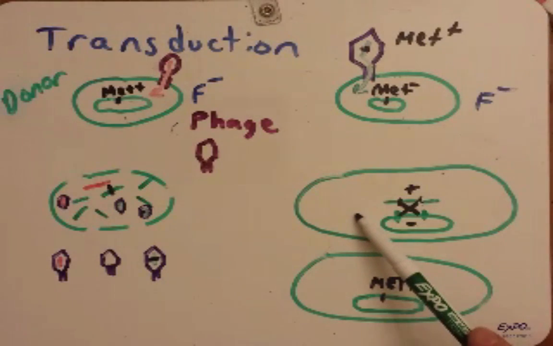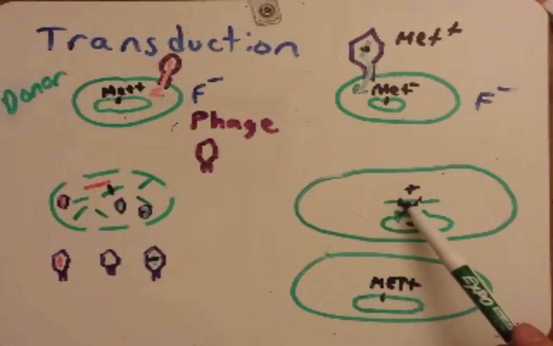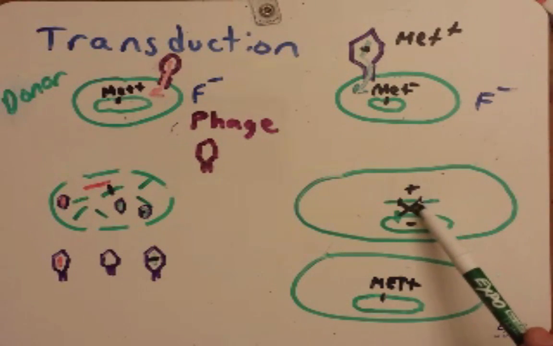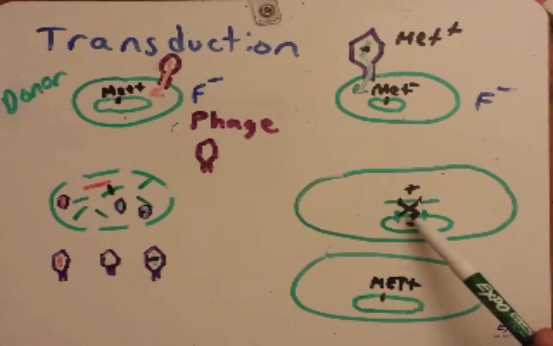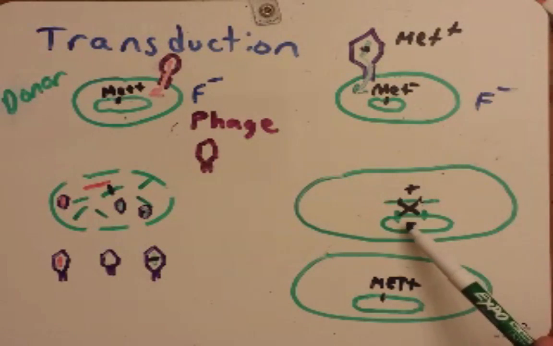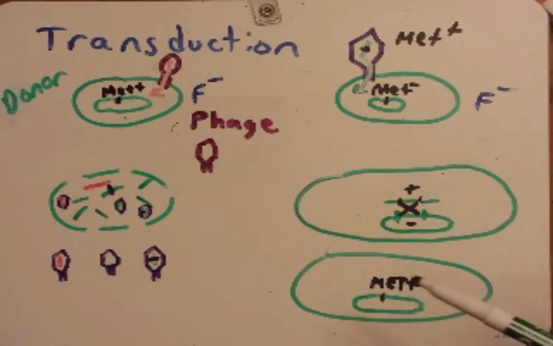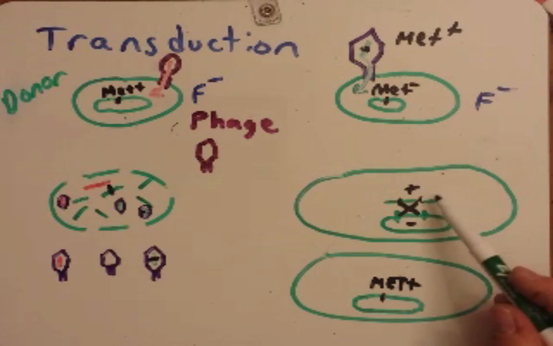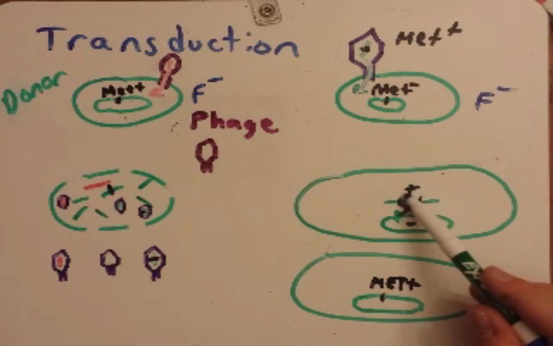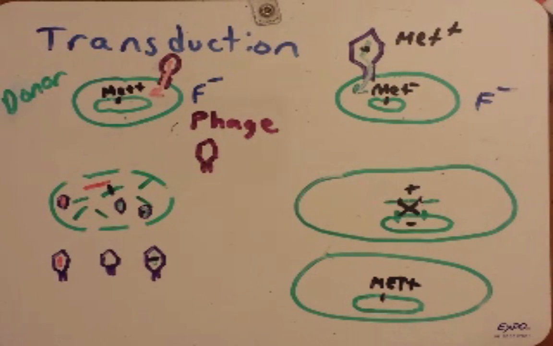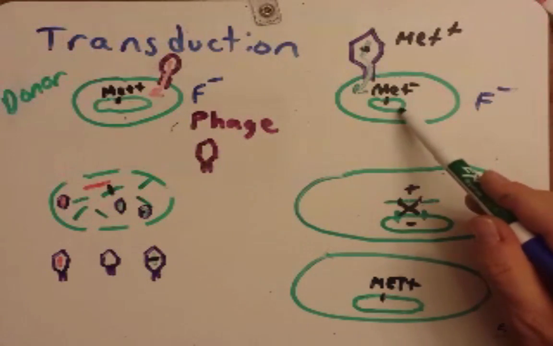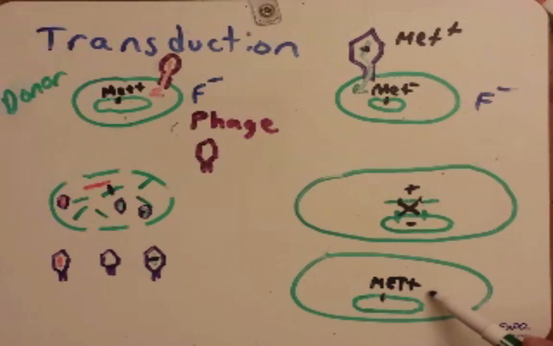Once in this recipient cell, the methionine plus gene, because it shares a sequence with the minus gene here, will recombine with it, displacing the minus gene, and the minus gene will then be degraded. And then this MET plus gene now integrates inside of the genome. So this E. coli, which was initially MET minus, is now MET plus, meaning it can grow in minimal media.